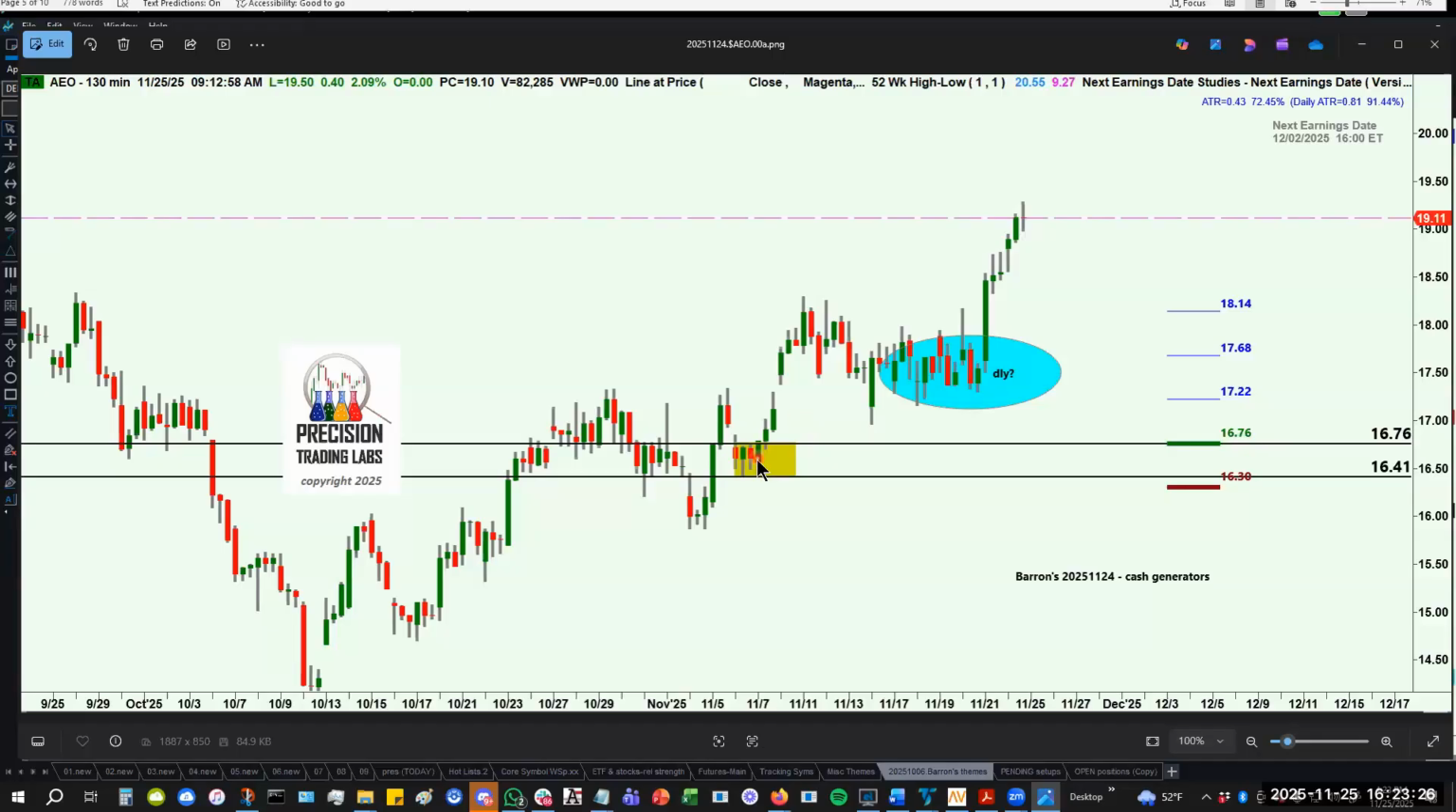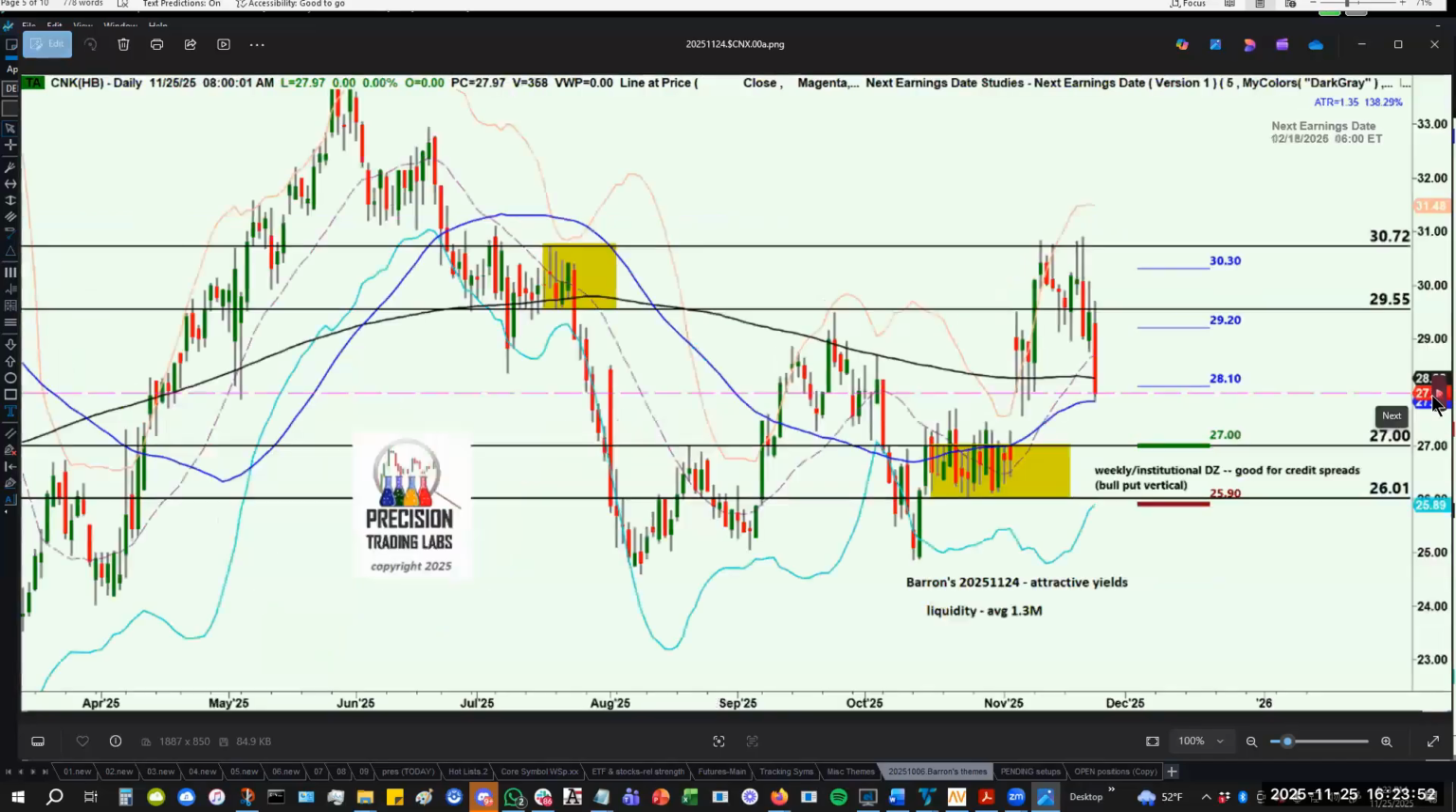So anyway, that's the setup. We could buy a call, buy the stock, do a credit spread, and of course any number of other option plays are open as well. But they're all predicated on a pullback to this region. At that point, we would express a trade at around 16.75. All right, so that's AEO.